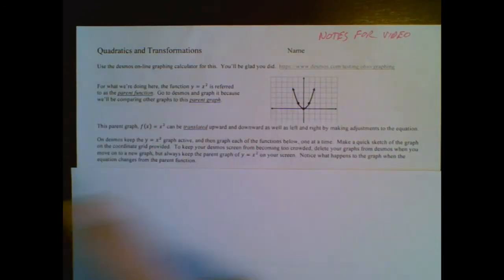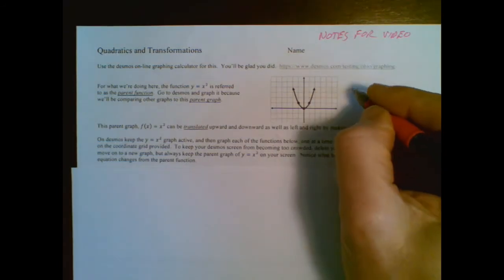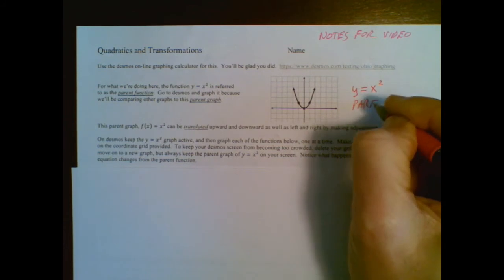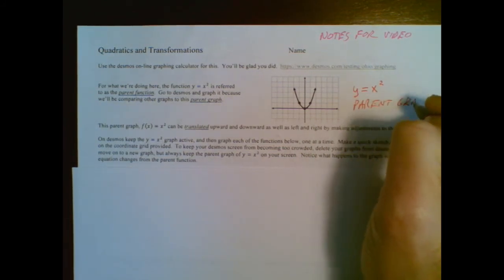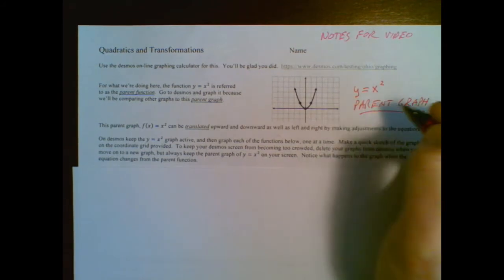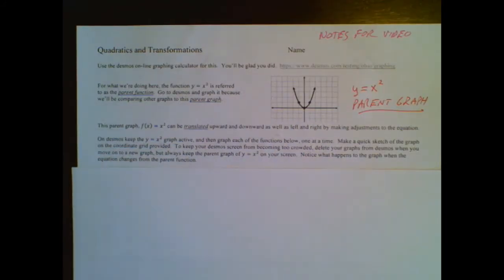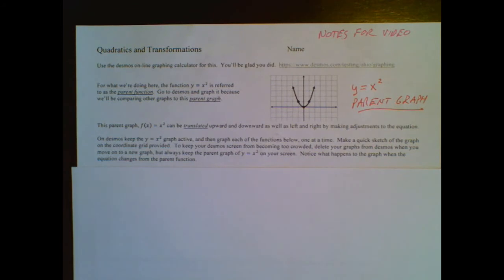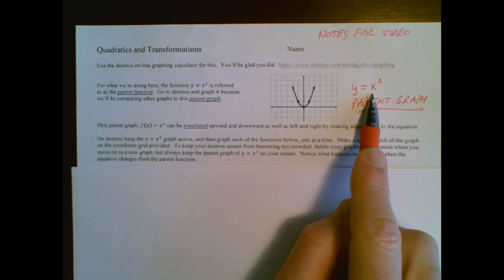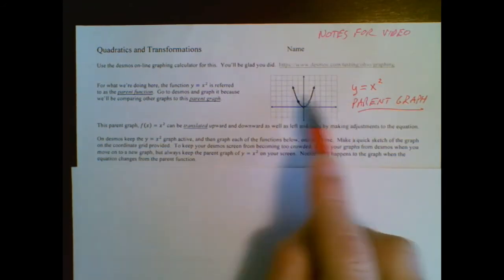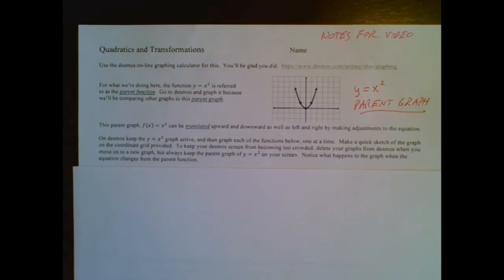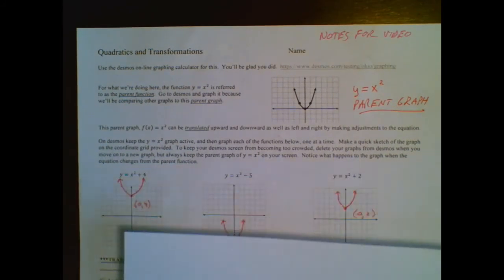This is the parent graph. The graph you're looking at is the good old y equals x squared, and it's called the parent graph because it's the base graph, and all of the other movements we do are going to be related to the original starting point of y equals x squared. This would be an excellent thing for you to use Desmos on, because you can type in any equation and instantly see how it makes the graph look different. So let's get going right away.